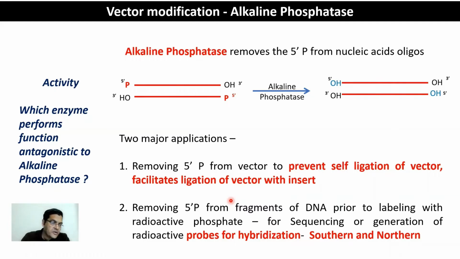As an activity, I want you to look up here again, and I've already given you the answer to this question just a while ago. The question is, which enzyme performs a function antagonistic to alkaline phosphatase? Now we look into how use of alkaline phosphatase allows you to prevent self-ligation of the vector and facilitates the ligation of the vector and the insert.